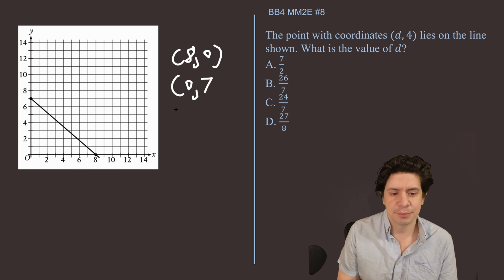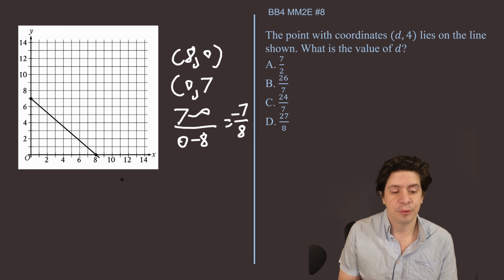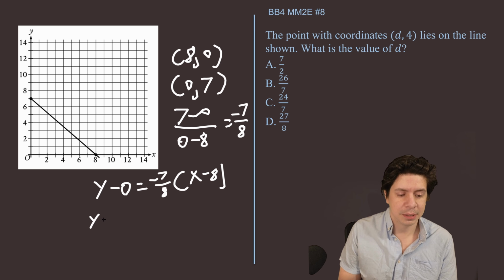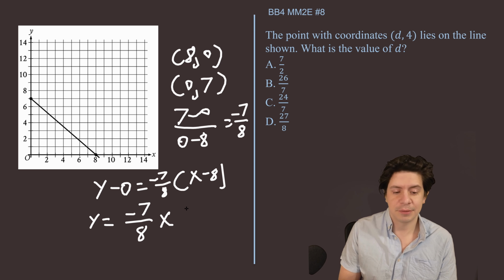We find the slope. So it's going to be 7 minus 0 over 0 minus 8, and we'll get negative 7/8. And use the point slope form for it. So we're going to do y1 minus 0, let's say. So y minus 0 equals negative 7/8 times (x minus 8). And we're going to get y equals negative 7/8 x. This will multiply and we're going to get plus 7.